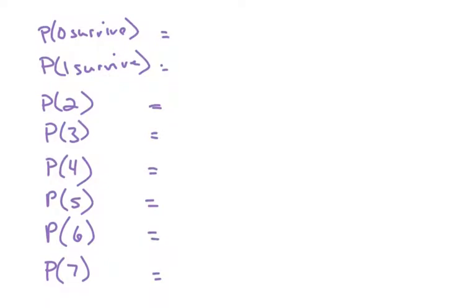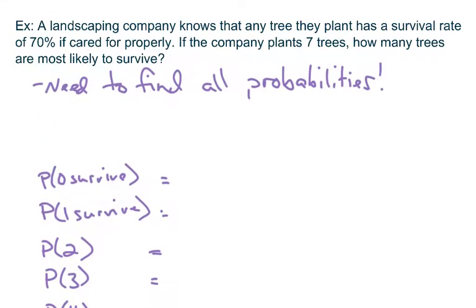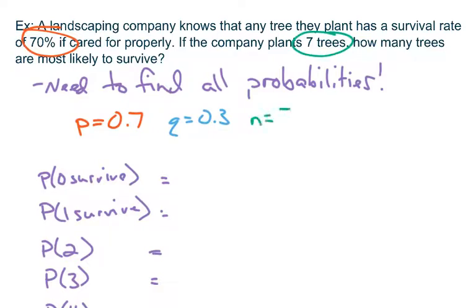Okay, before we can figure out each probability, we might need to know some values here. We know that 70%, that's the survival rate, so that is our probability of success. So we can say our p-value is 0.7. Remember, probabilities need to be in decimal form when we're putting them in the formula. If our probability of success is 70%, our probability of failure is going to be 30%, or 0.3. And then the last thing that we're told in this problem is the number of trials. The n value here is 7.